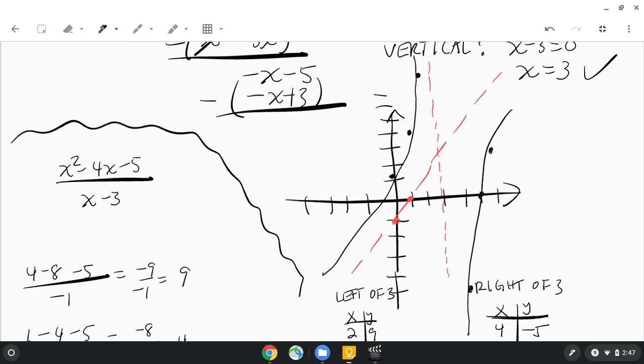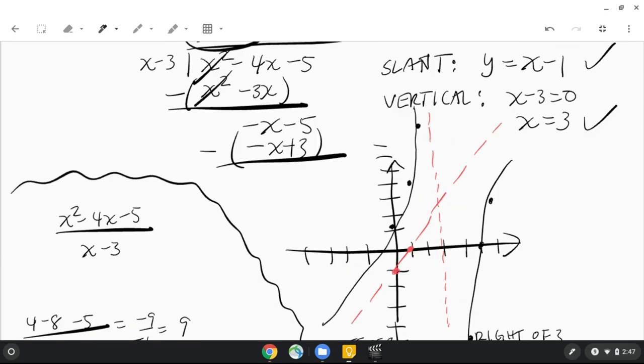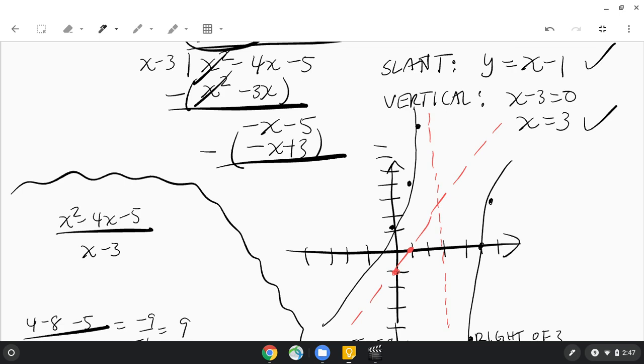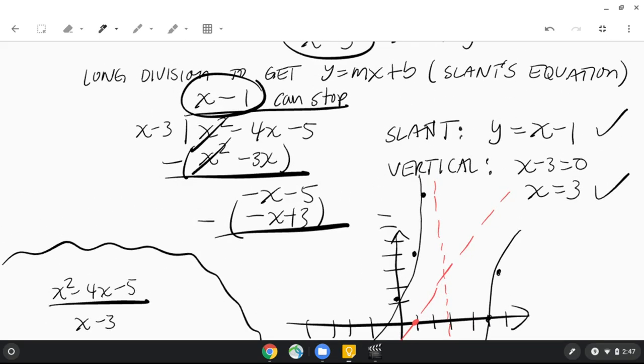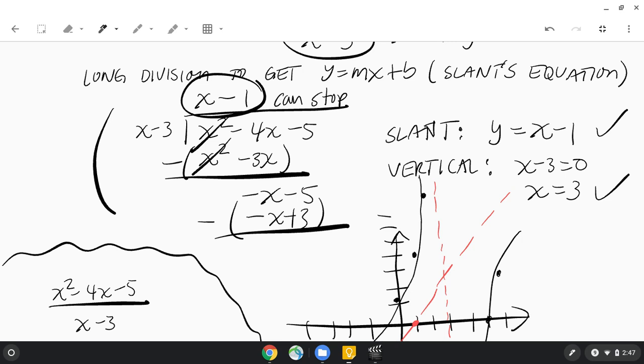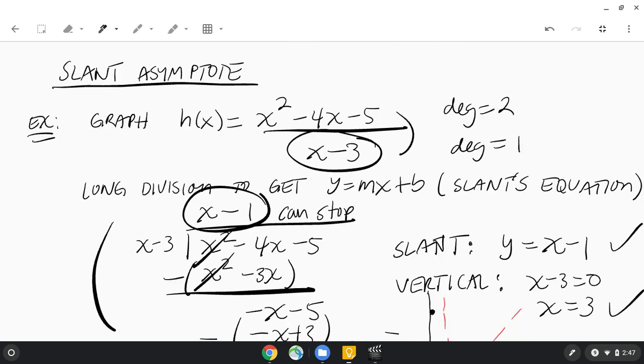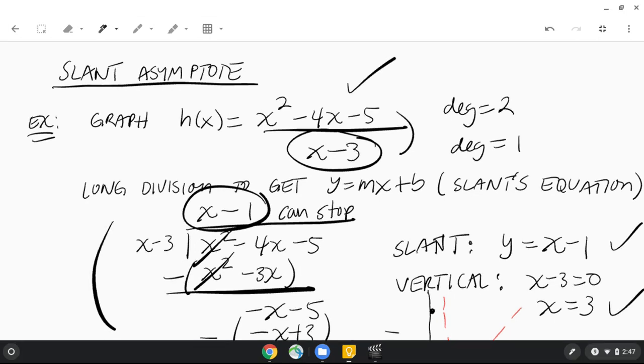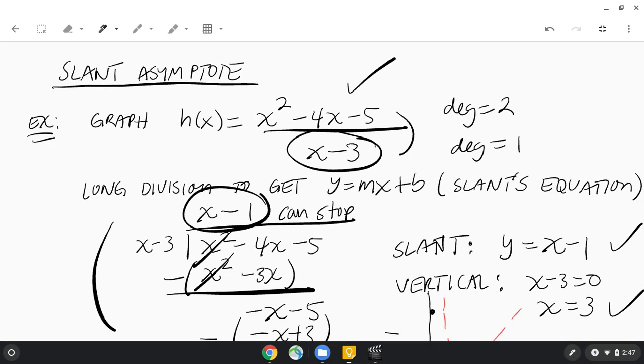So here I just wanted to give you an example of how you would go about finding that slant asymptote. And again, you would need to do this long division, and the only way you can do that is if the degree of the polynomial in the numerator is larger. So that's why case 3, degree larger on top, will give you the slant asymptote, no horizontal. Just make sure that you make a table of values so that you can get a more accurate graph.